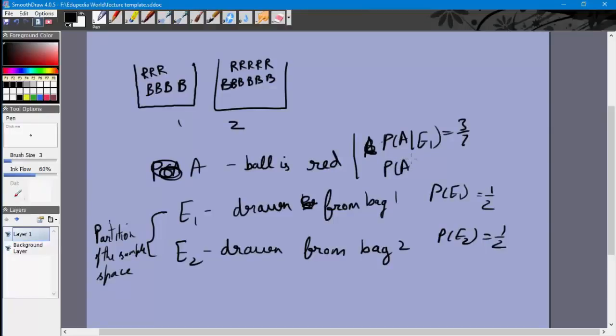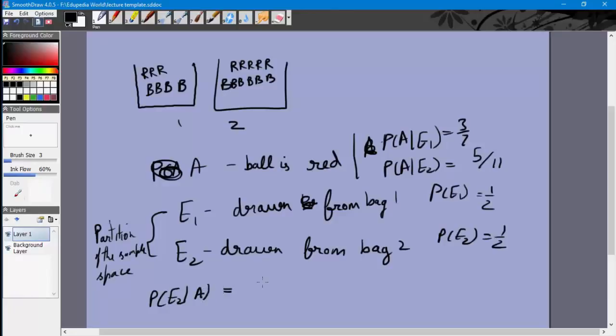Similarly, P of A conditional E2 is equal to, and now we have 5 red balls out of a total of 11 balls. So it is 5 by 11. What we need to find out is the probability that it was drawn from bag 2 given that it was red. So we need P of E2 conditional A.